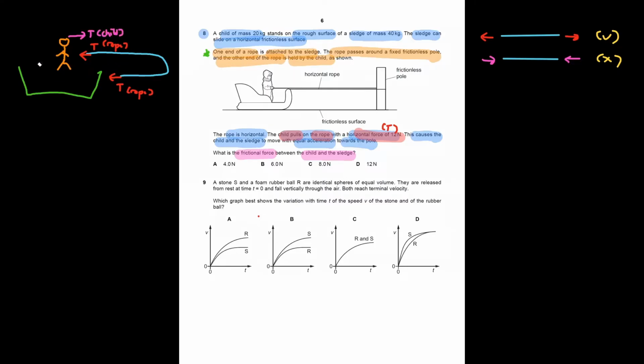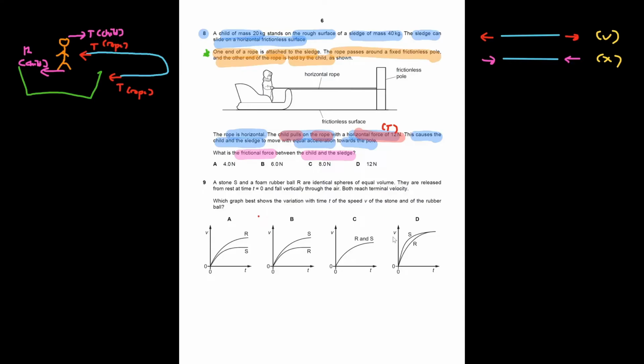So according to Newton's third law, the rope will exert an equal opposite force of T back onto the child, like this. Now, the child would start to move forward, but because he is standing on the rough surface of the sledge, there will be frictional force. Let's call this frictional force R. The frictional force will oppose the motion of the child forwards, so the frictional force must therefore be acting backwards. This is the frictional force acting on the child.